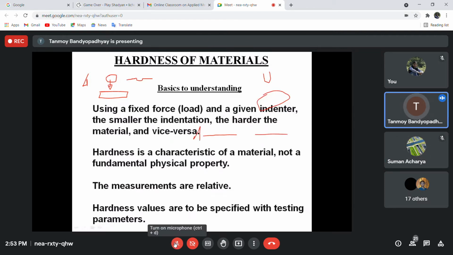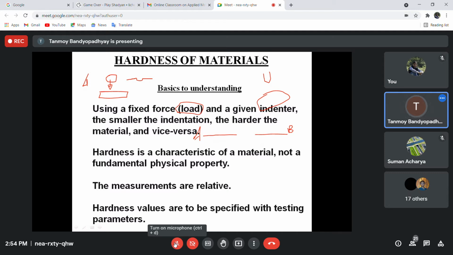Suppose I am taking two specimens, specimen A and specimen B. If I want to standardize the testing procedure, I have to keep certain things constant. What are the things that I am keeping constant? Number one is the load. The load is fixed. Suppose the load is 100 kg force or 50 kg force, whatever, based on the hardness tests that we will be doing, we will be fixing the load value. This load value is constant, and the second is the indenter type. I can indent the specimen using a conical indenter, spherical indenter, or any other indenter type, but that is fixed.